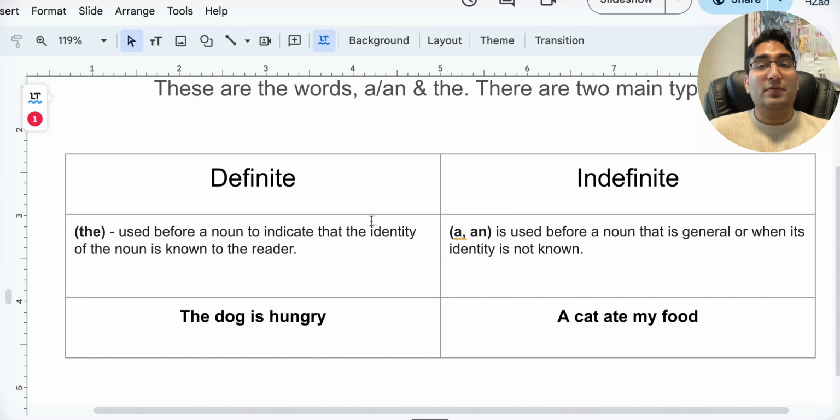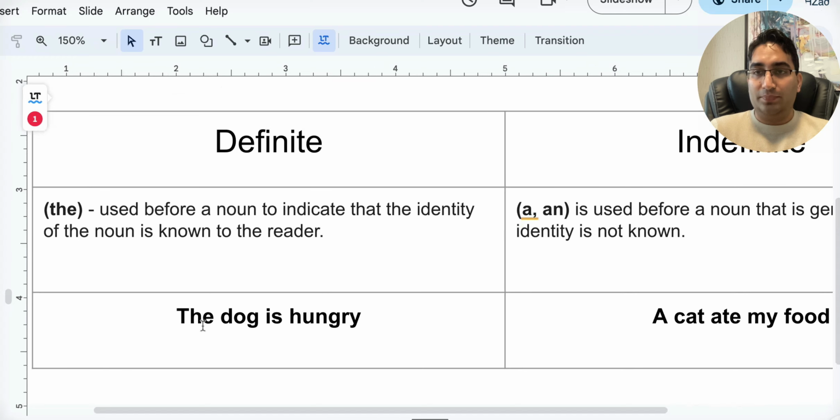Now, the definition I'm going to give you between a and an will be very similar, so imagine for this video, to make it simple, we're just talking about a, okay? We'll talk about a, and we'll talk about the. Now, when it is definite, when it is something you have talked about before, something your friend you're talking to already knows about, you use the word the. And when you don't know about it, you use a.